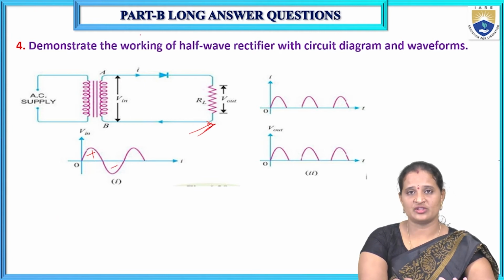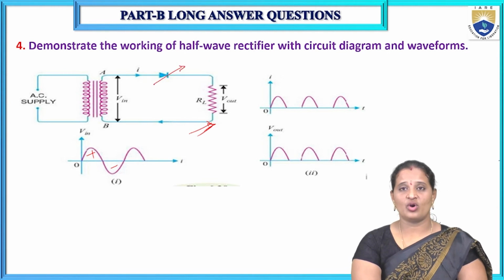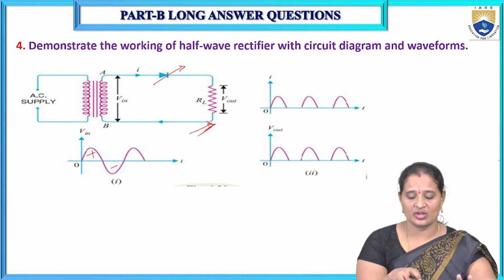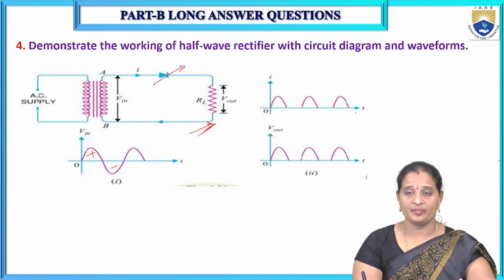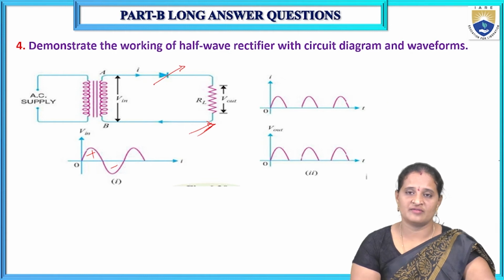So what happens when the positive half cycle of input is applied? How does the diode behave? What is the current flowing through the load resistor? What will be the voltage across the load resistor? Just mention that for the positive half cycle. So this is the output waveform. And what happens during the negative half cycle of input? Just write down a few points.